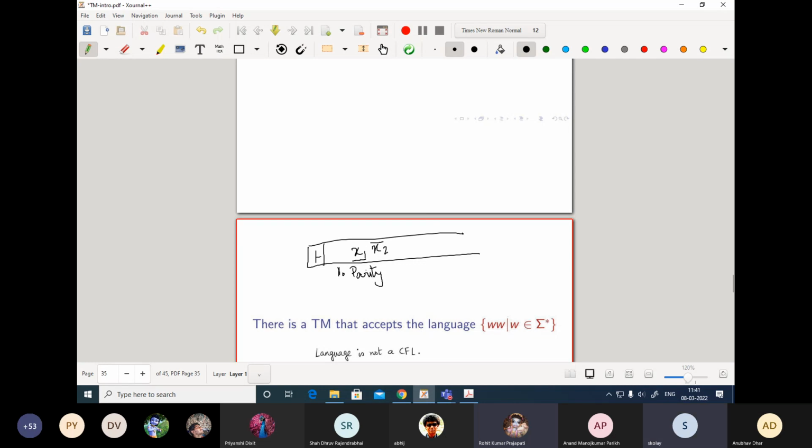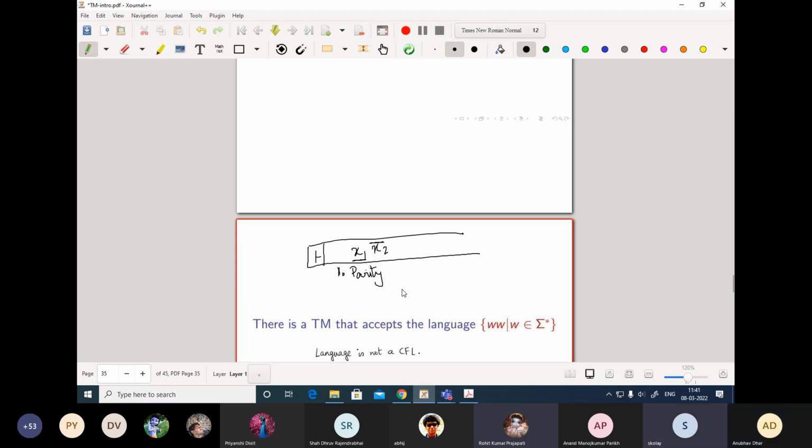So if it's even parity, your first half is underlined. So every symbol in the first half is underlined. Every symbol in the second half is overlined. Now what will you do? Ma'am, now we check if the first underlined symbol is same as the first overlined symbol, and then just remove the underlines and overlines and repeat.